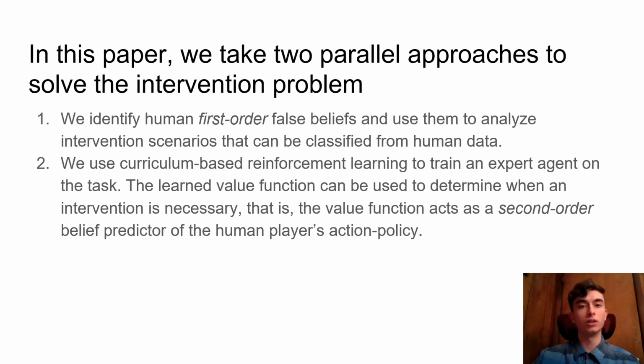In this paper, we take two parallel approaches to solve the intervention problem. First, we identify human first-order false beliefs and use them to analyze intervention scenarios, which can be classified from human data. Next, we use curriculum-based reinforcement learning to train an expert agent on the task. The learned value function can be used to determine when an intervention is necessary. That is, the value function acts as a second-order belief predictor of the human player's action policy.